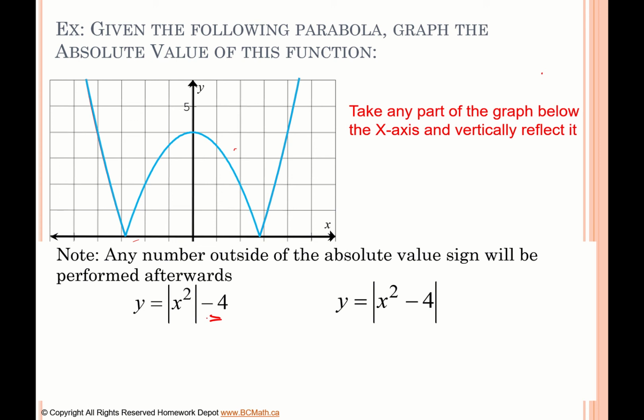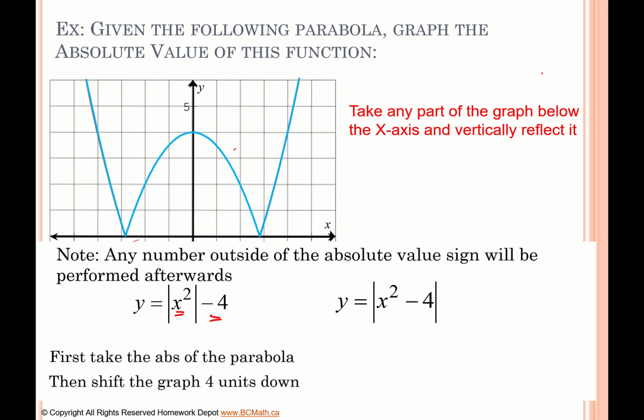So what happens when it's outside like this? You would take the absolute value of the parabola first. So you have y equals x squared. You take the absolute value of that, and then afterwards you shift the whole graph down 4. So it will look like this. Here's your absolute value graph. You take the absolute value of it, nothing happens. And then you shift down 4, and it will look like this.